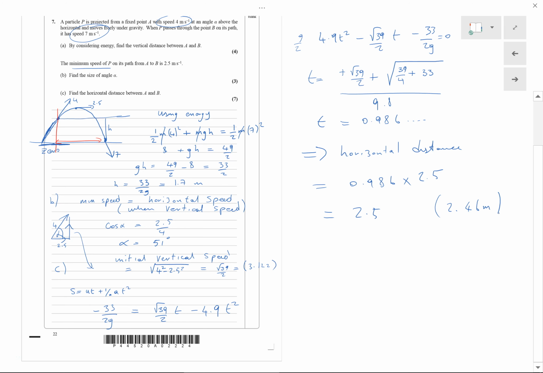Okay, it's not the only way of doing it, but it seems like a reasonably nice way of approaching the problem. And that's it. That's the paper done. I thought it was probably on balance slightly easier than the previous year. Okay.